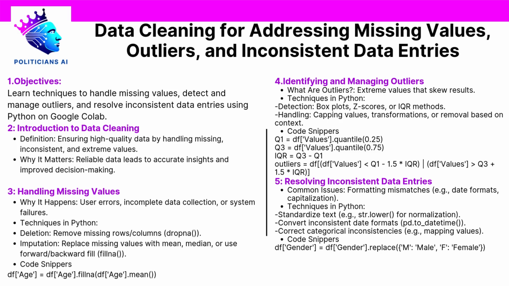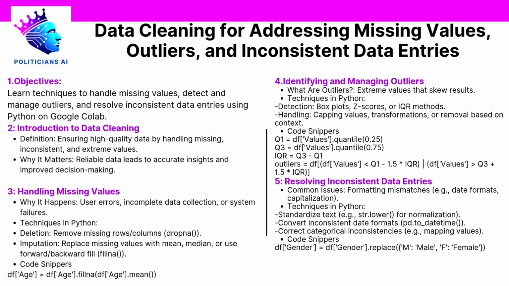Next, let's discuss outliers. Outliers are extreme values that significantly deviate from the rest of the data. They can distort analysis and reduce the accuracy of predictive models. To detect outliers, we can use visual tools like box plots or statistical methods such as z-scores and the interquartile range, also known as IQR.